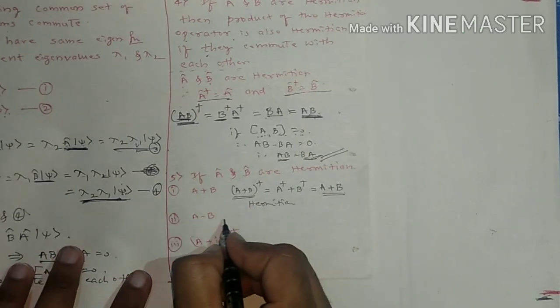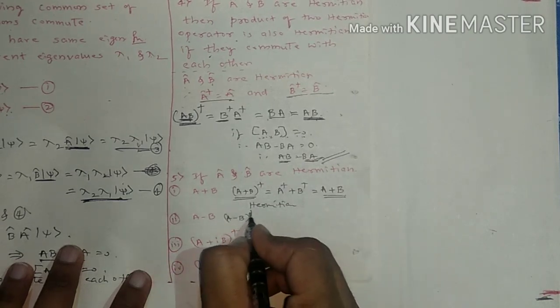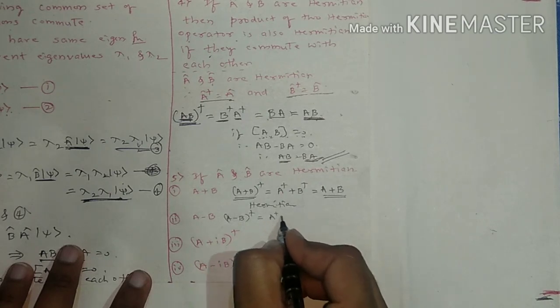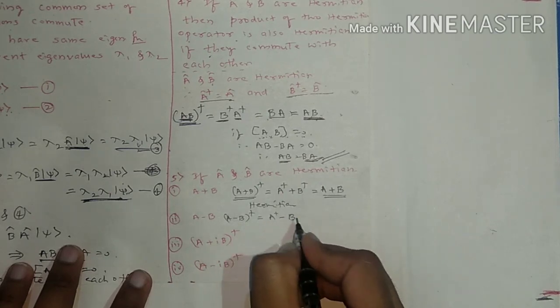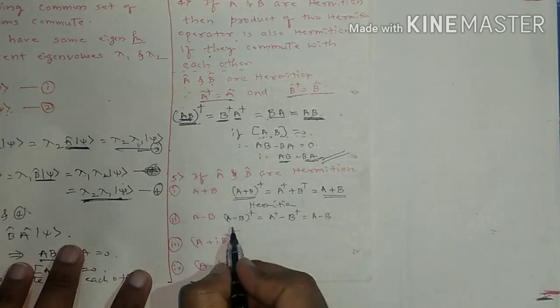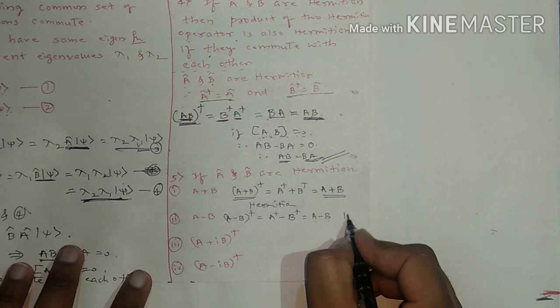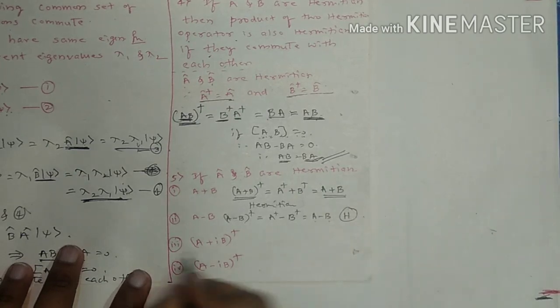So let us do the same with this one. Let us take (A minus B) dagger. This will be equal to A dagger minus B dagger. So that will be equal to A minus B. So we started with (A minus B) dagger, we got A minus B. So therefore this is also Hermitian.